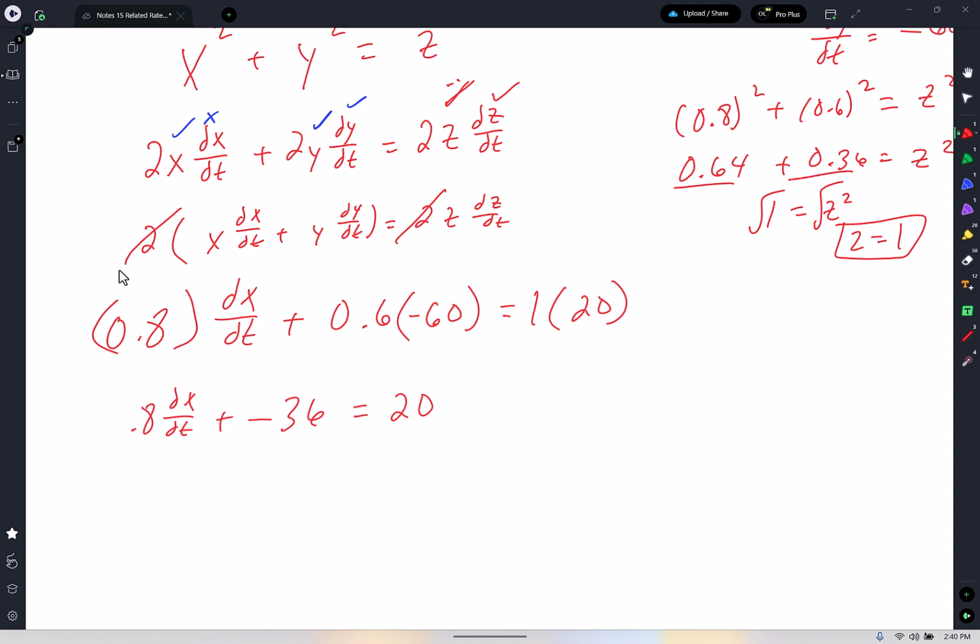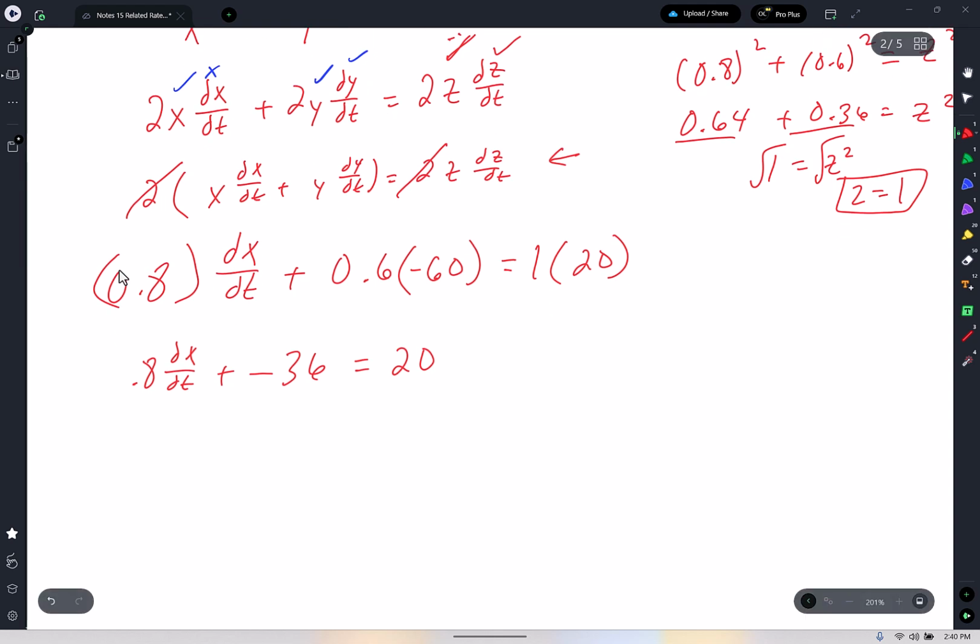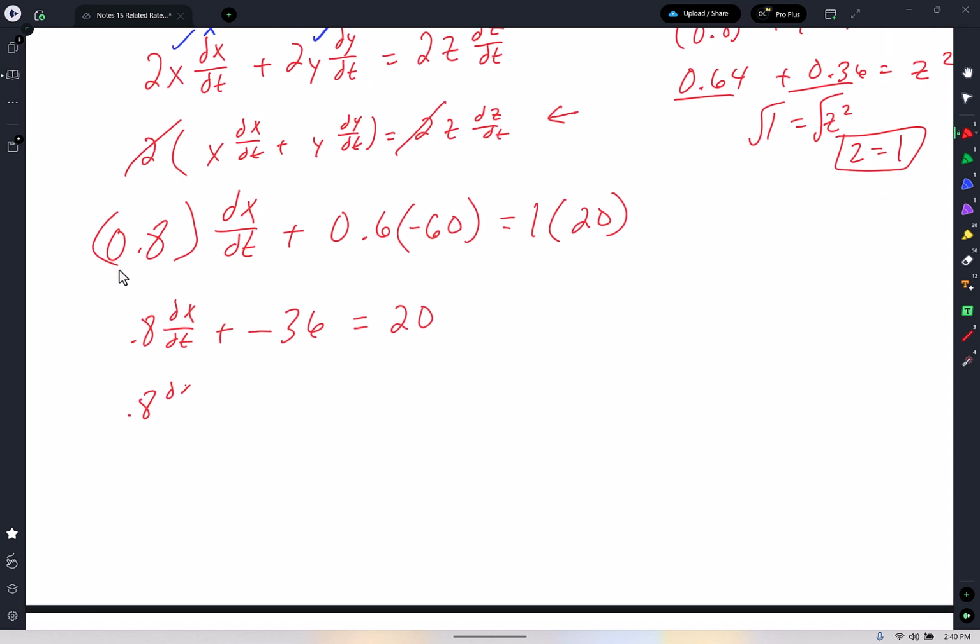Are we still okay? You're done with calculus, guys. You were done with calculus right here, really. Now it's just an algebra game, right? Move the 36 to the other side. 0.8 dx/dt equals 56. Divided by 0.8, dx/dt equals 56 divided by 0.8.